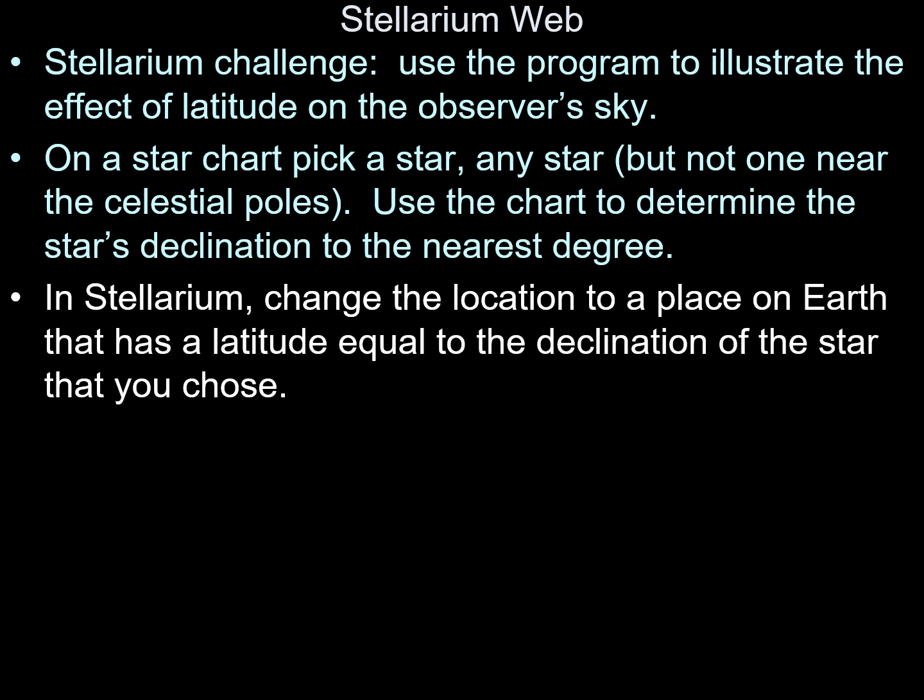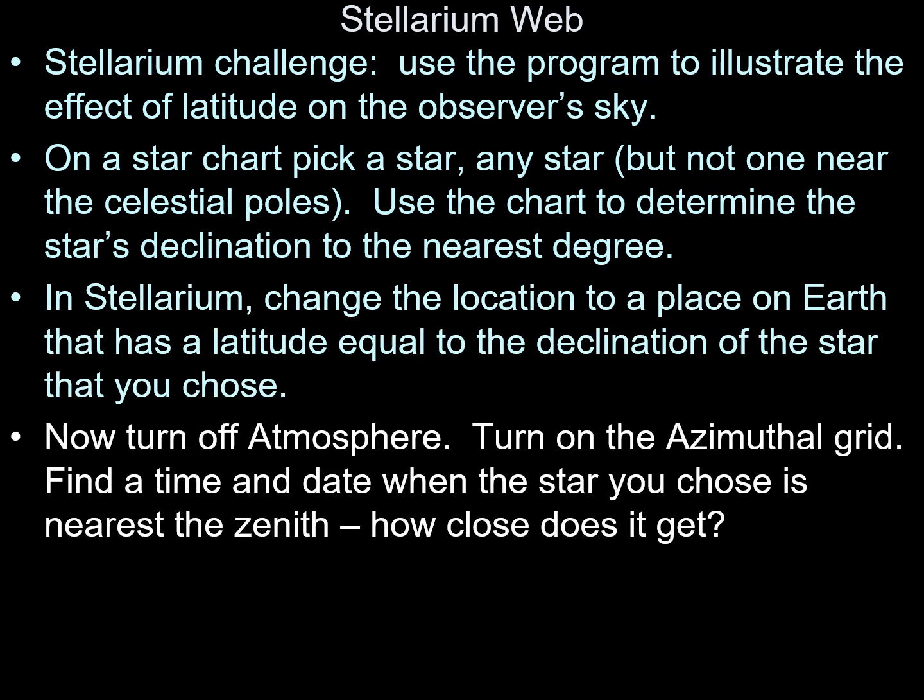So what you're going to do is open up the program, get a star chart, which you should have, a paper star chart or any other star chart. You can find one online, but just pick some random star. It doesn't matter what star it is, any star you want. Just pick a star that has a name, one of the more prominent ones. Use the paper chart to determine its declination. Then in Stellarium, make your location a latitude that has a value equal to the declination of the star that you chose. Turn off the atmosphere in Stellarium Web, turn on the azimuthal grid, and then experiment.